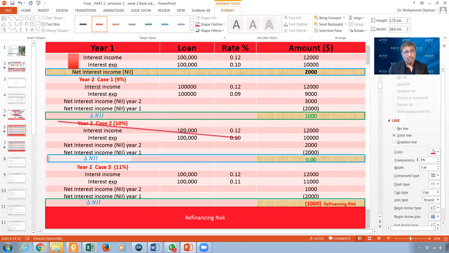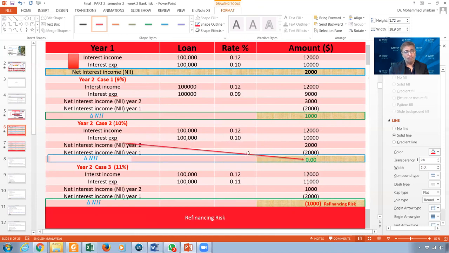Year 2, the case 2, because I have 3 cases, either 9 or 10 or 11. Because this is fixed, 12%, 12%, 12%. The loan is for 2 years. The deposit doesn't change. So when it changes to 10%, actually no difference for me, because this is what I will get. I used to get for the first 12,000 to 2 million. So the impact is 0.